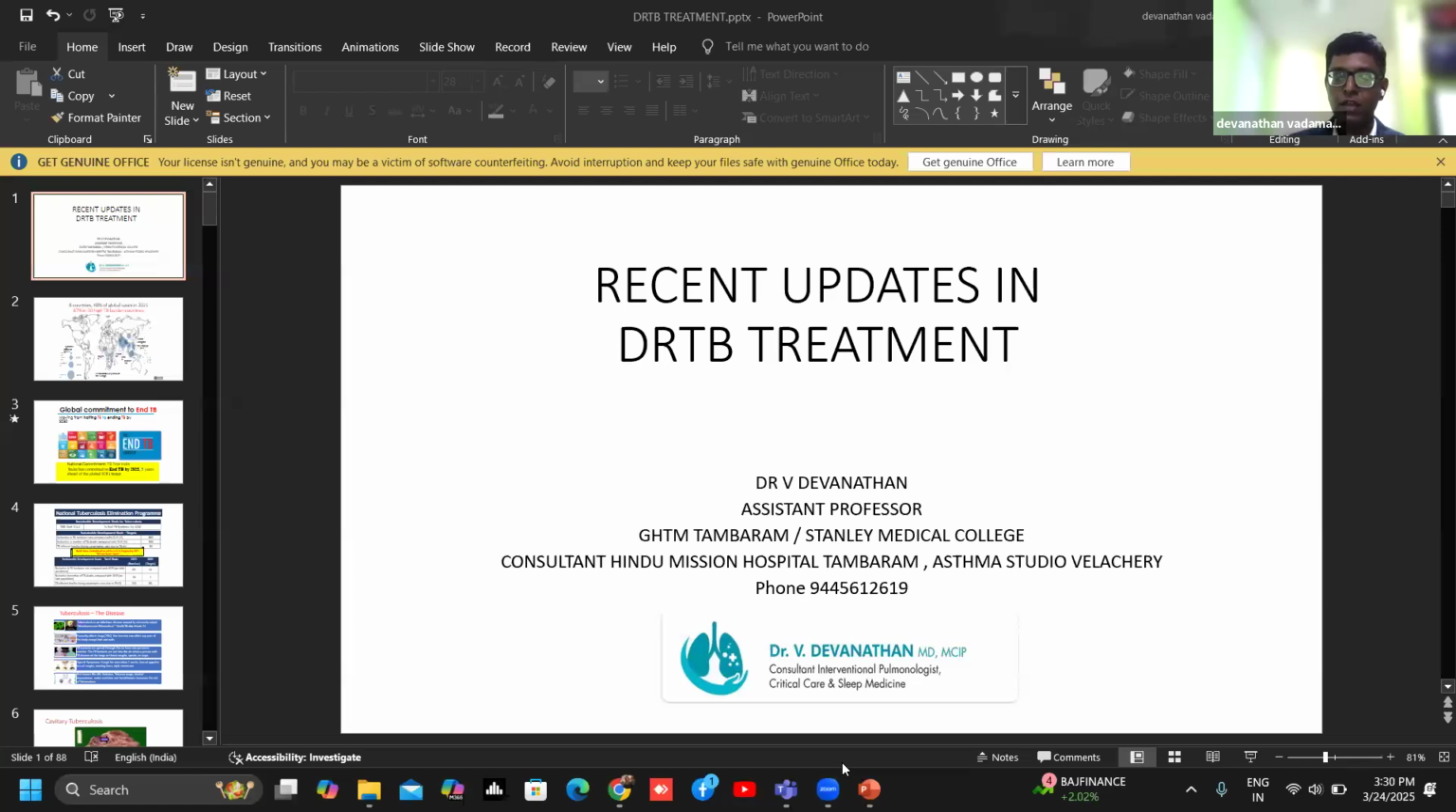Another thing is, those who are taking up surgeries and all, take a chest X-ray and see there's no active TB. If you're in a closed room with an AC and there is an active TB case, then the chance of transmission is much more.